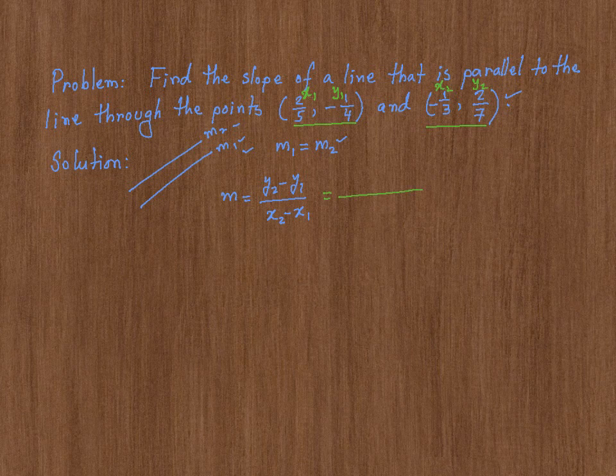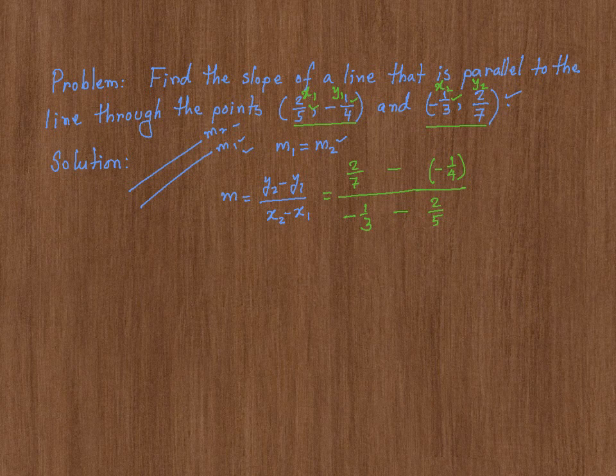My y2 is 2 over 7 minus my y1 is negative 1/4. So I'm going to put it inside the parenthesis, negative 1/4. On purpose, I left a little bit of space here. You'll know why shortly. x2 is negative 1/3 minus x1 is 2/5. So x2 negative 1/3, x1 is 2/5.